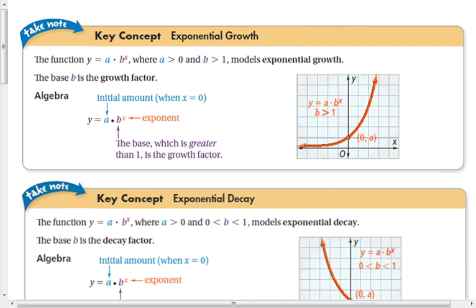All right, here are the concepts we're going to use. The function y equals a times b to the x, where a is greater than 0 and b is greater than 1, models exponential growth. So the important thing here is b is greater than 1. Now, a little more information here. The growth factor: you can get the growth factor by doing 1 plus the growth rate as a decimal.